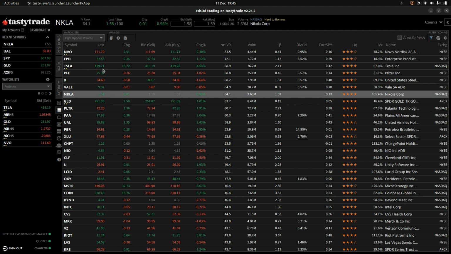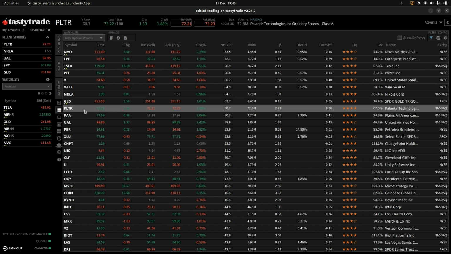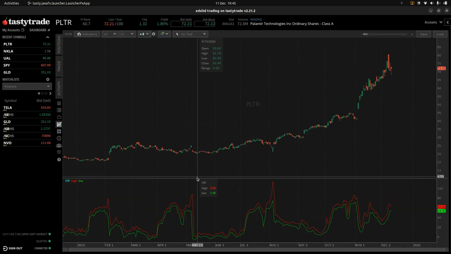Tesla, on the other hand, trading at just under $420. For naked positions, it's probably too big for most accounts. However, for covered positions, it's great. GLD, again, for covered positions is great. We've got PLTR, Palantir. Palantir has been on an absolute tear over the past month. It's trading at just over $72 a share, an IV rank of 60.7, and it's got an absolute IV level of 67.3.